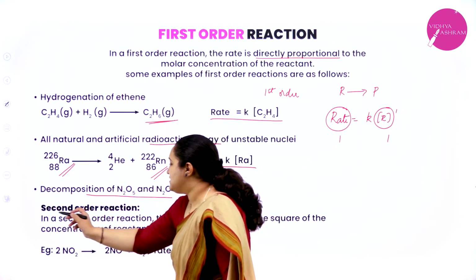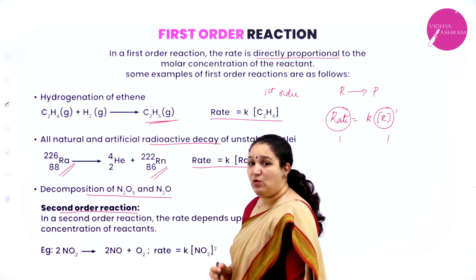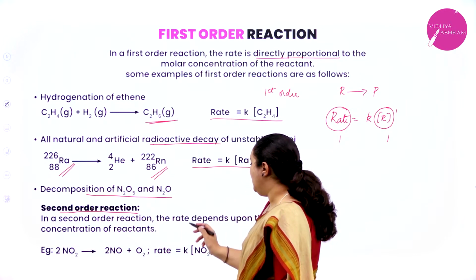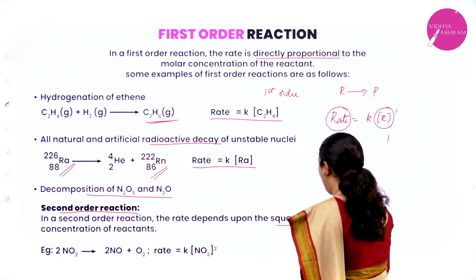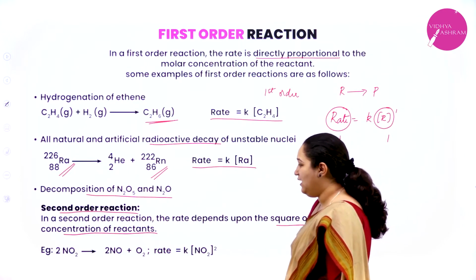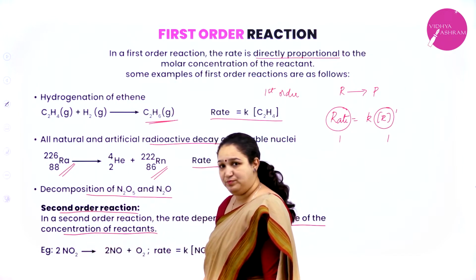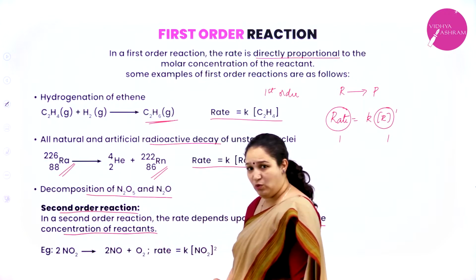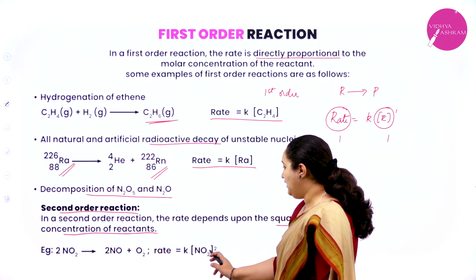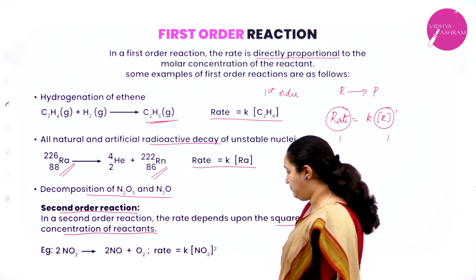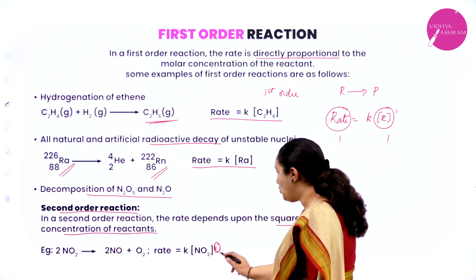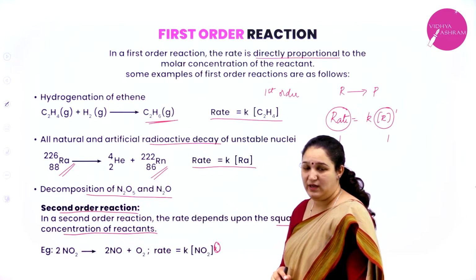Next we have the second order reaction. What do you mean by second order reaction? In a second order reaction, the rate depends upon the square of the concentration of the reactants. Here you can see the example NO2 giving NO and O2, and if I write the rate expression, it will be rate is equal to K NO2 to the power 2. That means the rate depends upon the square of the concentration of the reactants.